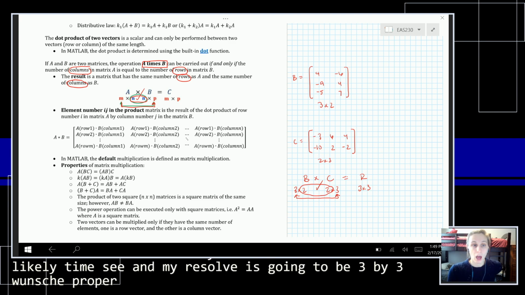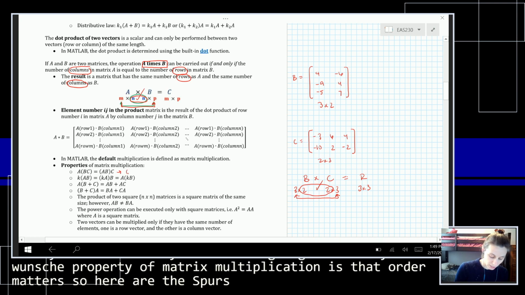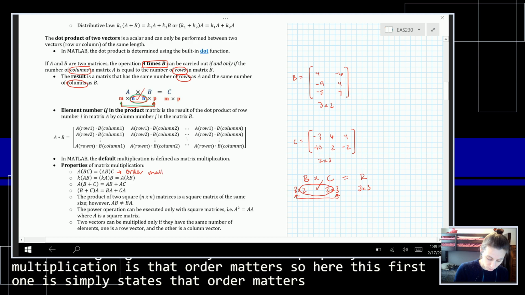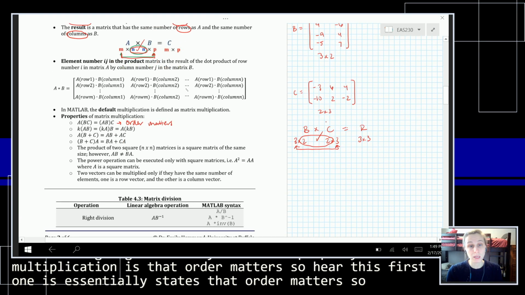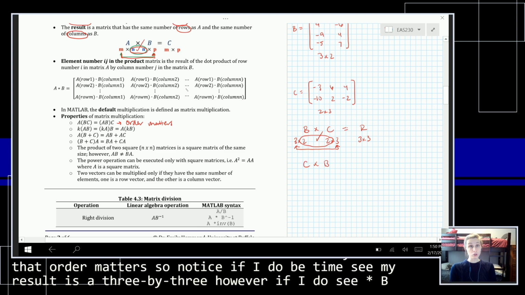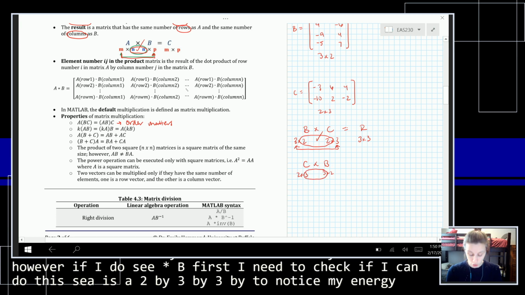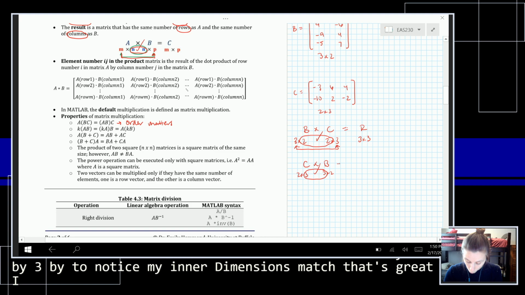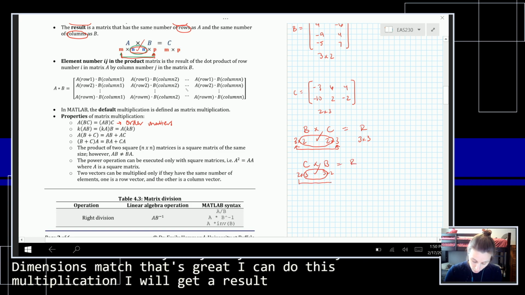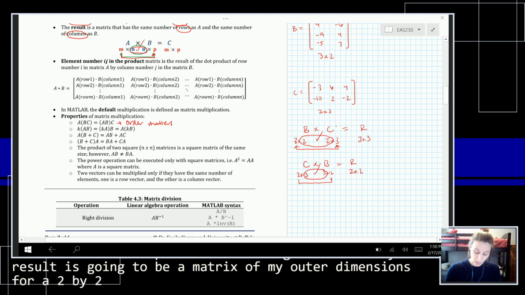One key property of matrix multiplication is that order matters. So notice, if I do B times C, my result is a 3 by 3. However, if I do C times B, first I need to check if I can do this. C is a 2 by 3, B is a 3 by 2. Notice my inner dimensions match. That's great. I can do this multiplication and I will get a result. My result is going to be a matrix of my outer dimensions, or a 2 by 2. So B times C gives me a 3 by 3, but C times B gives me a 2 by 2.